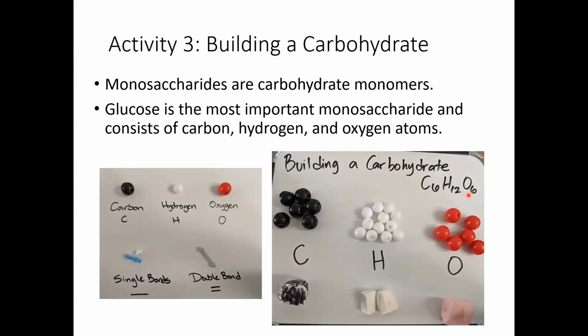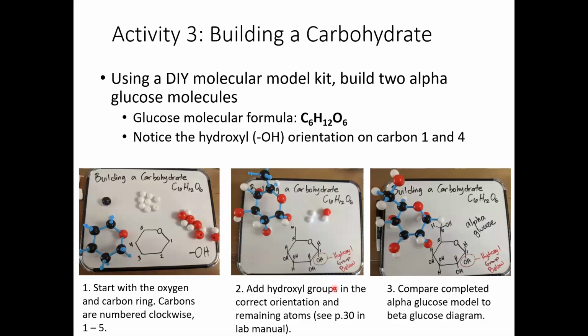If you wanted to do this at home, you could use a marshmallow and color it black to represent carbon. You could cut your marshmallow into 2 pieces to represent hydrogen. And you could use pink marshmallows to represent the oxygen. So using a do-it-yourself molecular model kit, we're going to build alpha glucose molecules. As I said, this is the formula. And the first thing you would want to do is begin drawing your structural arrangement, and you can follow along on page 30. So we're going to do alpha glucose.